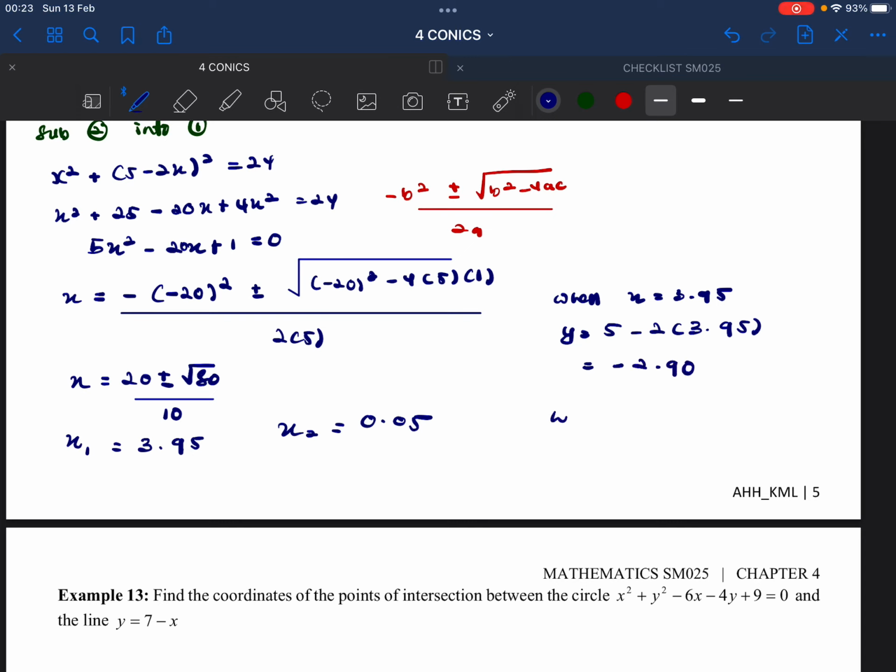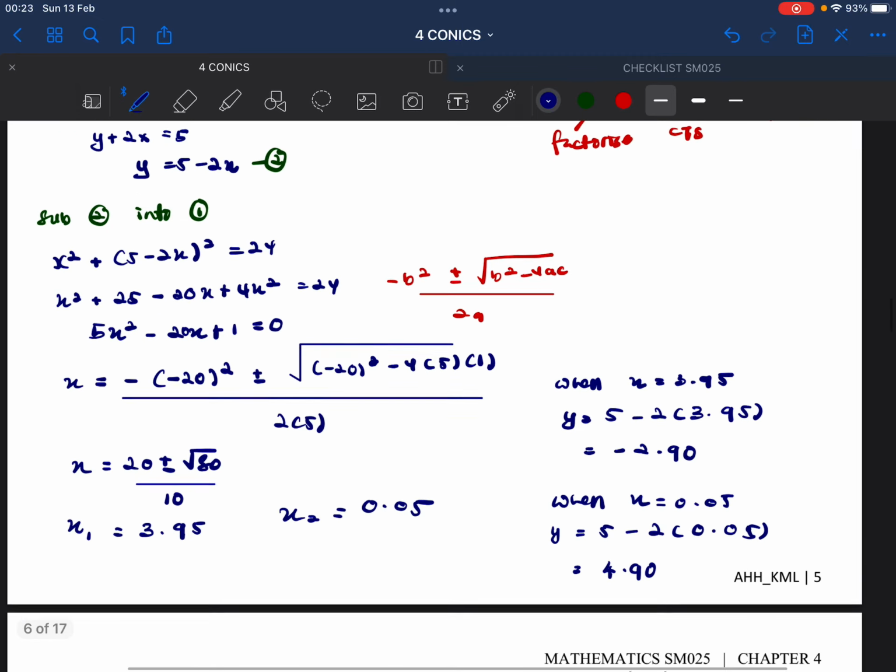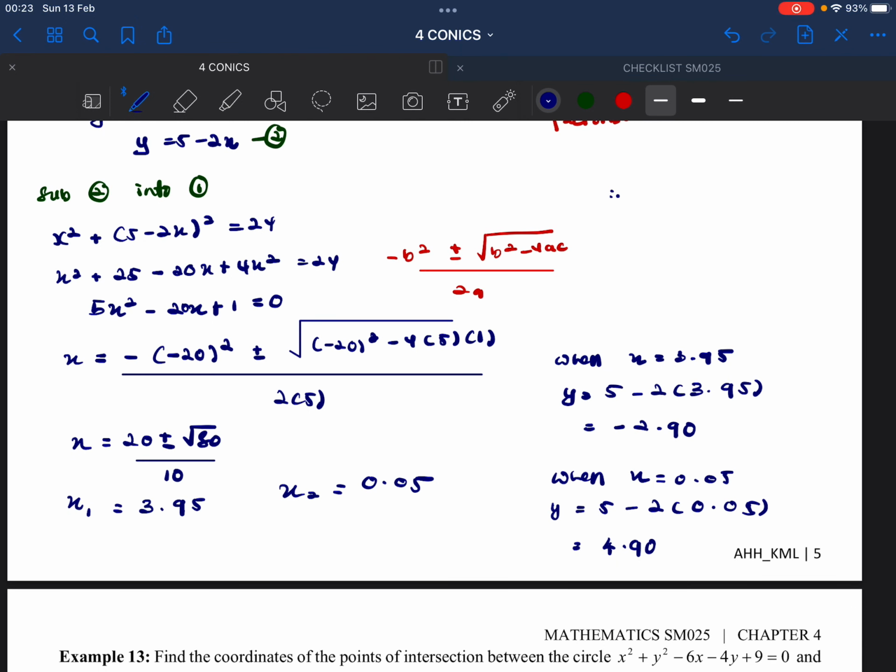And the last one, we have x equals 0.05. Your y is going to be 5 minus 2 times 0.05, and here you are going to get the answer 4.90. So very simple. But remember, the question asks for the point of intersection. Don't just leave your answer like that. Make sure you write your point of intersection in coordinate form.